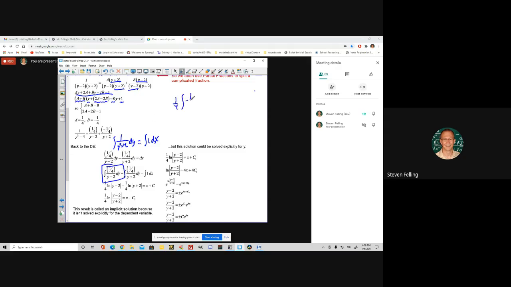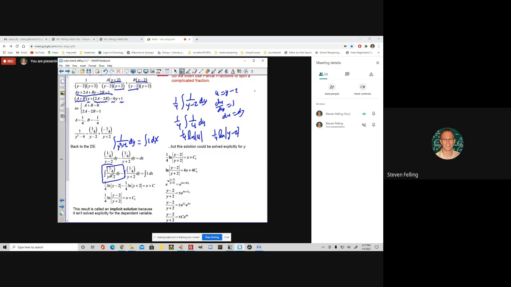And then you'd have the integral of 1 over y minus 2 dy. So typically what's going to happen is you would do a u-sub. So therefore du/dy would be 1, so du is equal to dy. And then when you substitute here, you would get that this is 1 over u du. So this ends up being 1/4 times the natural log of the absolute value of u, which is 1/4 times the natural log of the absolute value of y minus 2.